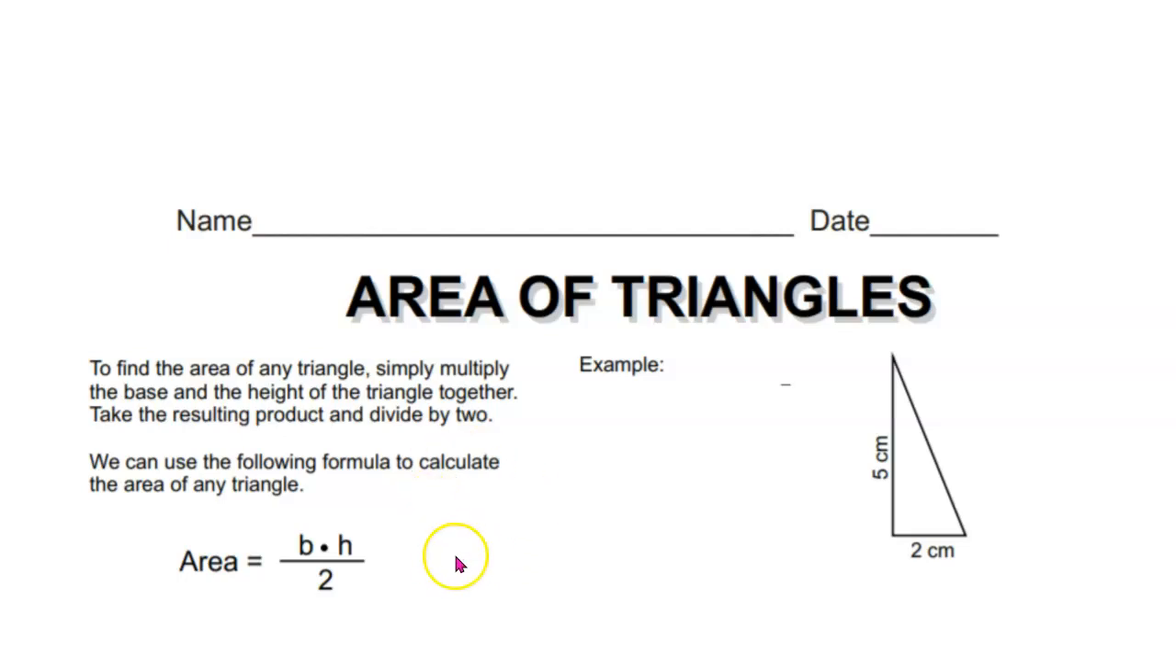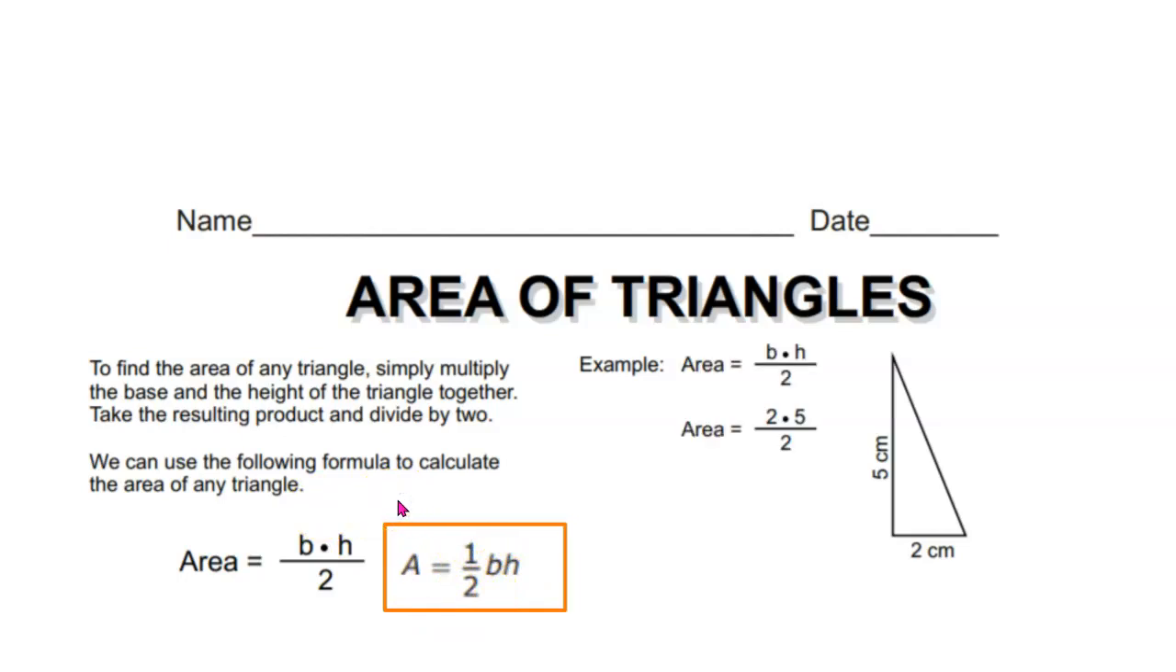You will work on some of these problems on your own. Reference the example page from your worksheet. Area equals base times height divided by 2, or area equals 1/2 base times height to find the area of a triangle.